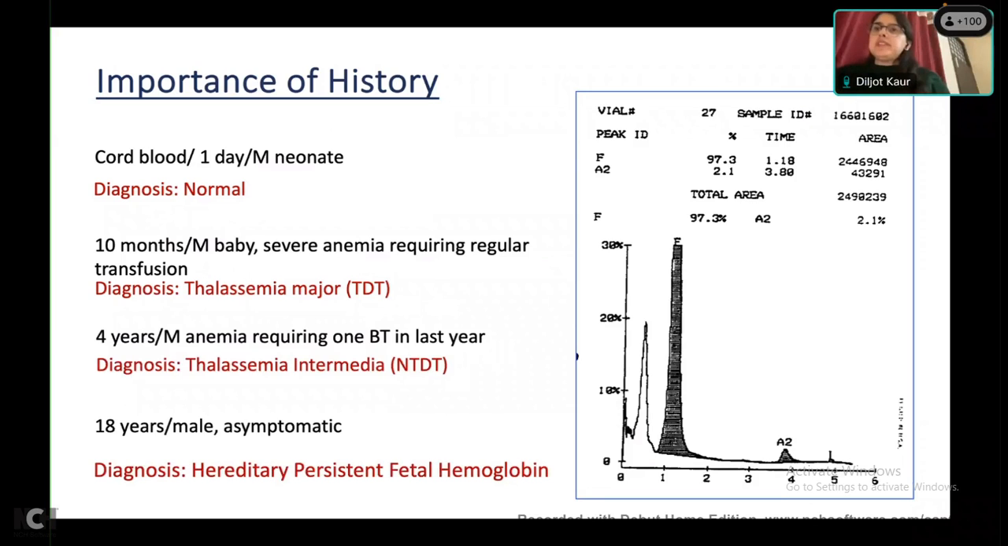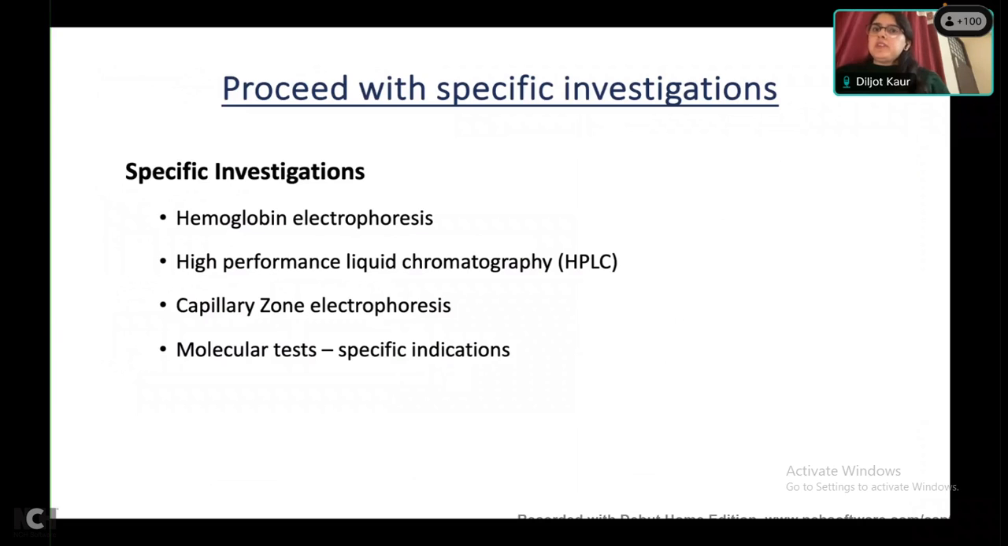So first we go with the CBC or the PBF. Now we are specific to estimate the different hemoglobin variants: hemoglobin electrophoresis and HPLC, and if we want, molecular studies can also be done.